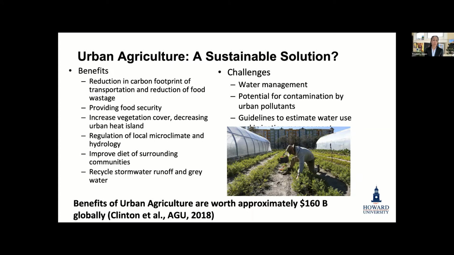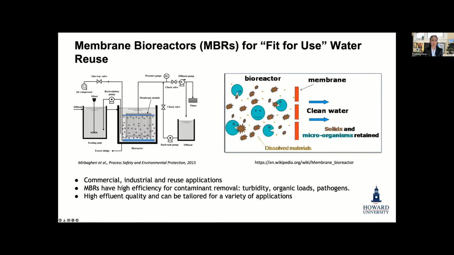So many benefits, but amongst the challenges are water management. Really, a lot of those just use treated water, water that you could drink. They just use it to water these urban gardens. And so water management is something that can be a challenge because we do want to be more sustainable. Potential for contamination by urban pollutants in a large city. You could have pollution seep in through the air or through other sources. And then guidelines to estimate water use, so what the impact is on our water system.